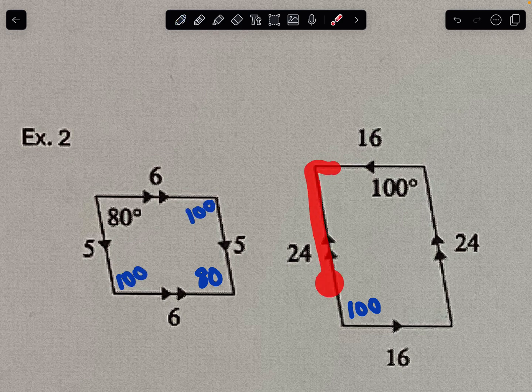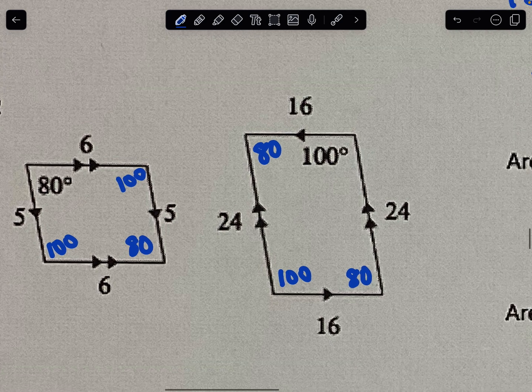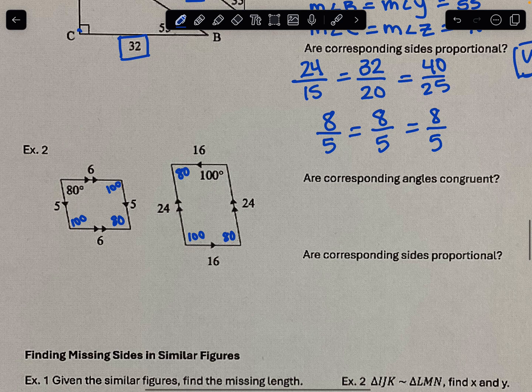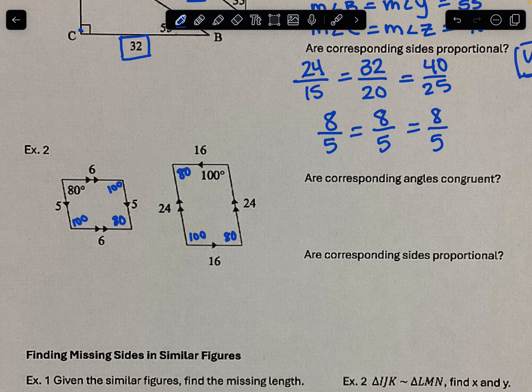Same idea on my second one. I know that these two have to add to 180, so that means my missing angle up here has to be what measure? 80. And then directly across from it, also 80. So, first question's easy to answer. Are corresponding angles congruent? Yes.